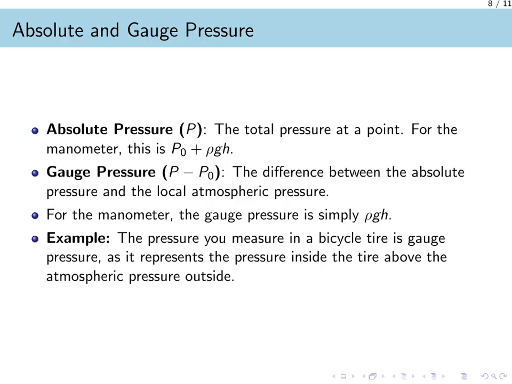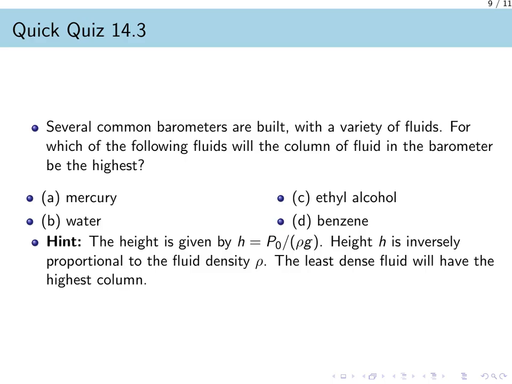A perfect example is the pressure in your bicycle tire. A tire gauge measures the pressure of the air inside the tire minus the atmospheric pressure outside. Therefore, it measures gauge pressure. The essential distinction is that absolute pressure is the total pressure, while gauge pressure is the excess pressure above atmospheric pressure. This quiz tests our understanding of how a barometer's design depends on the fluid it uses.